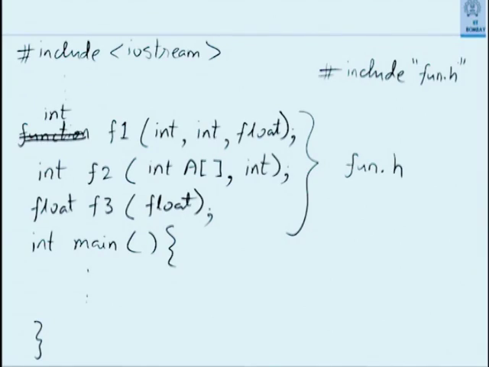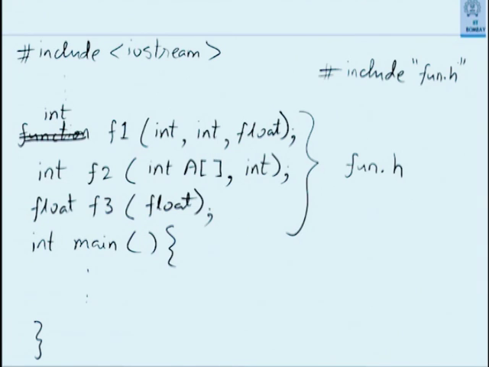When I include it using double quotes, the convention is that the operating system will first search in the current directory in which I am compiling my program. And if it doesn't find it, it may go to the include directories which have been defined. We'll have a separate discussion on what compiler directives to give for such inclusion, as well as the inclusion of library compiled functions, which I'll just mention in a moment. So this is the first separation. That means I don't have to write any one of these.